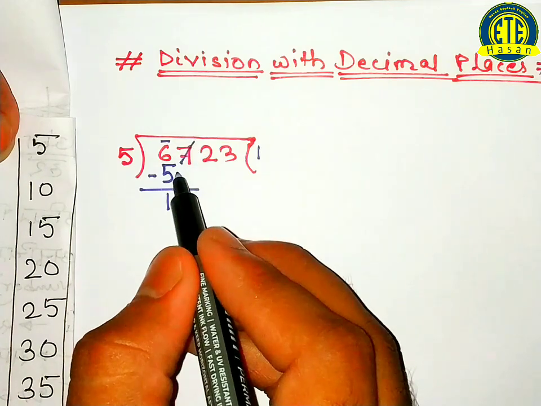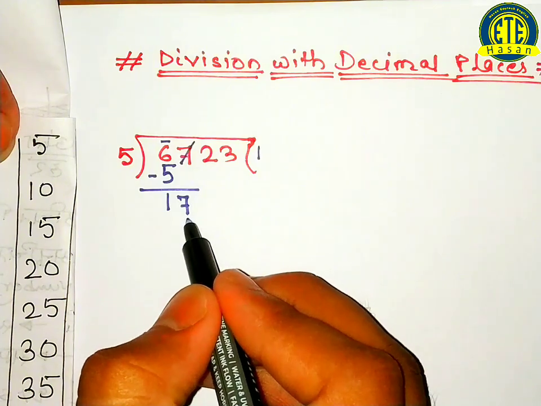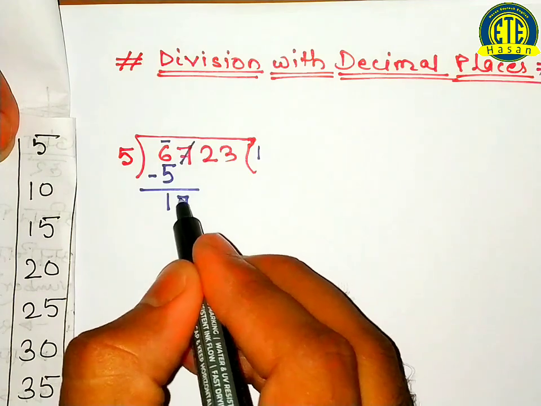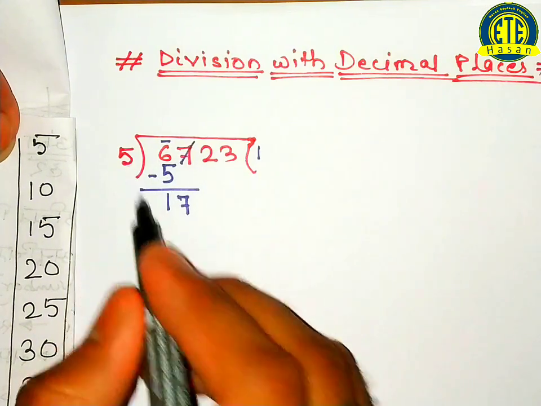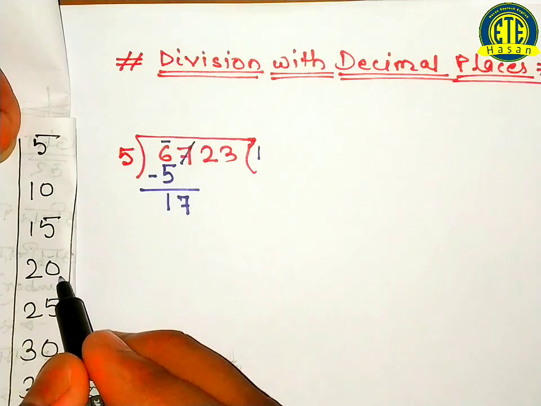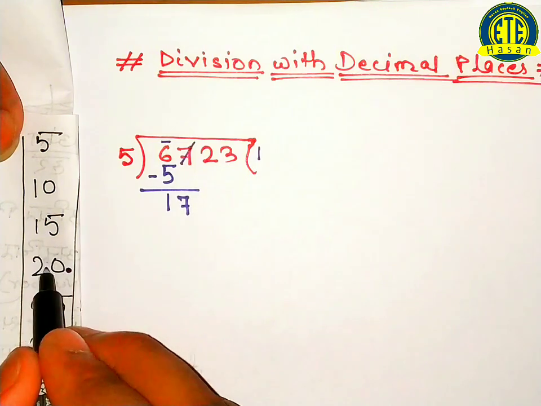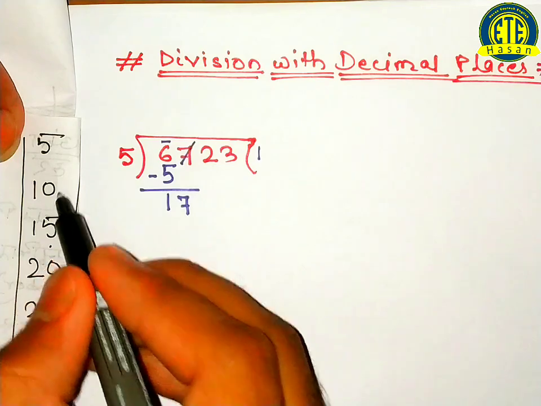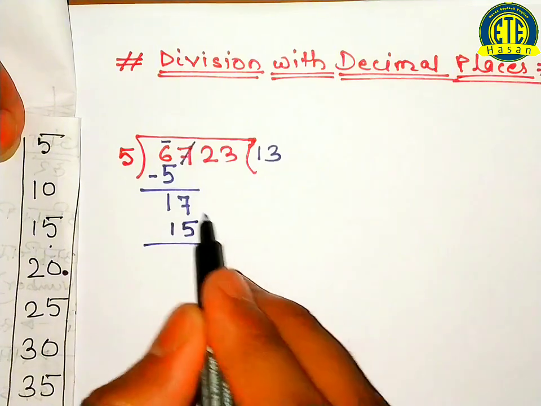We have crossed it out so that we don't get confused about which number we have written down and which number is left. So we write down 7 here. Now we have to count 5 till 17 or below 17. 5 1 is 5, 5 2 is 10, 5 3 is 15, 5 4 is 20. 20 is bigger than 17. So 17 lies between 15 and 20. We have to count 3 times, and I will get 15.